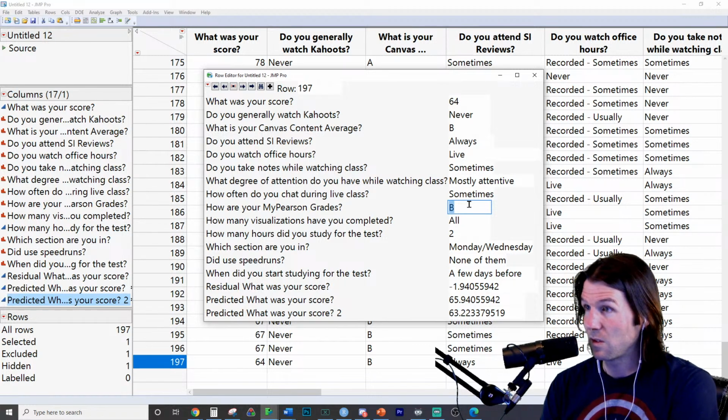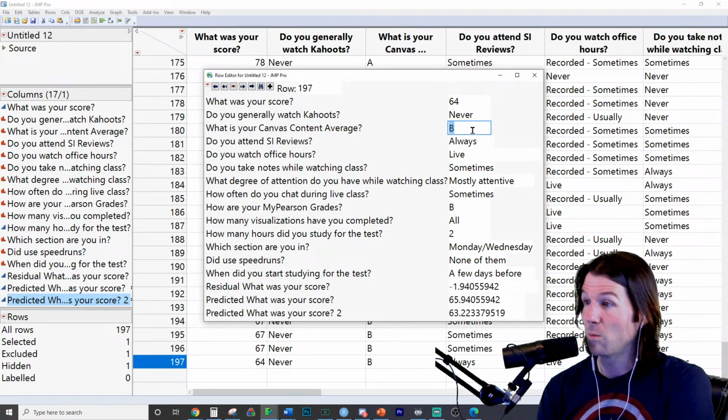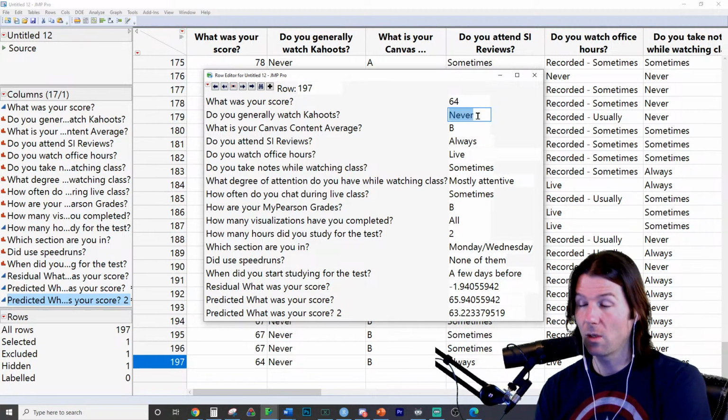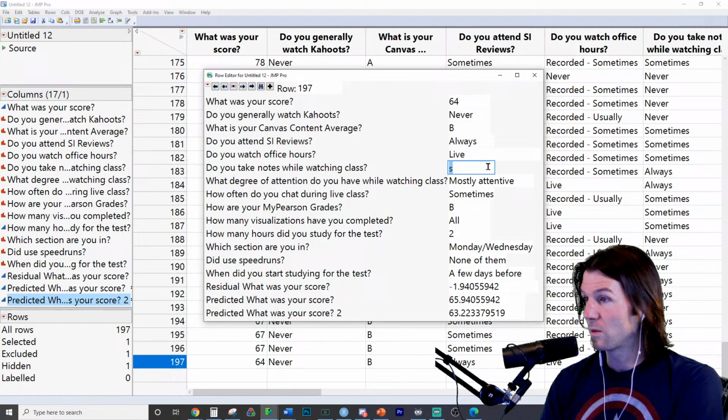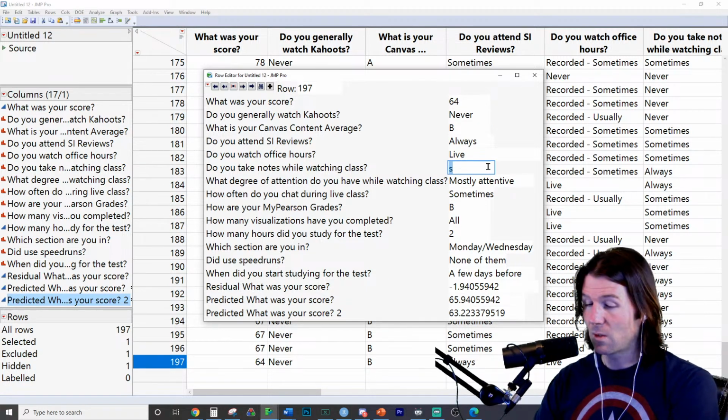So here's my suggestions if this is you. Canvas content, number one. We've seen that that's highly connected to it because they're on the test. Check out the Kahoots. We saw that is connected. That was part of this model. More attentive and take more notes. So we got this. We got this right here.